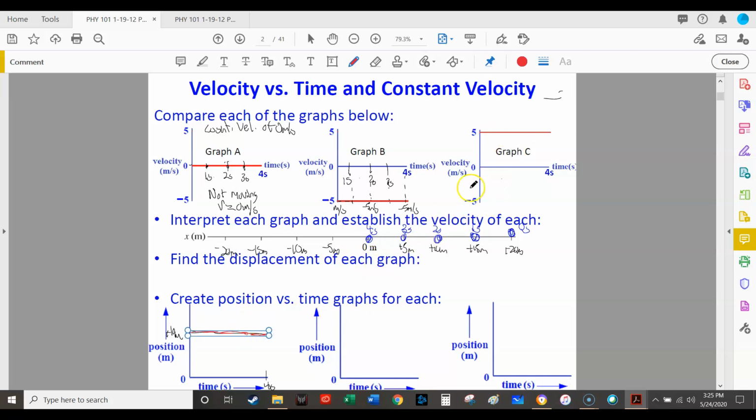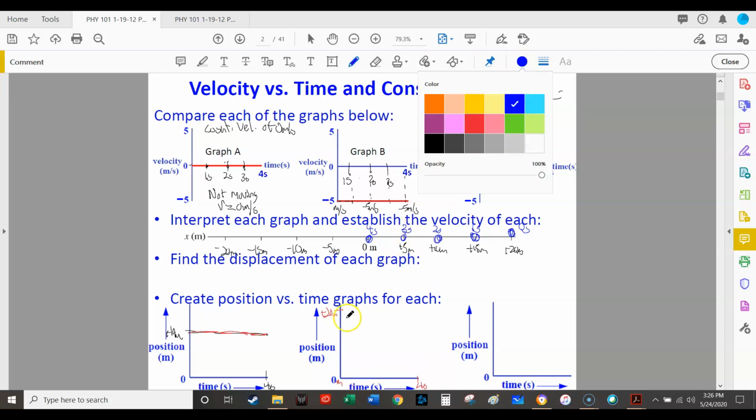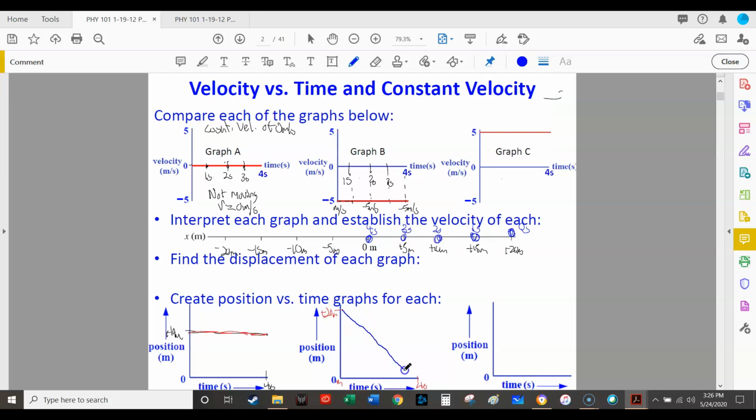But this one right here seems to be starting out at a position of +20 meters, and it's at +20 meters at that point. And then it's at the 4 second mark at this point, and it'll be at the 0 meter mark at 4 seconds. So it looks like this object is traveling this way. So this is graph A, and this is graph B.